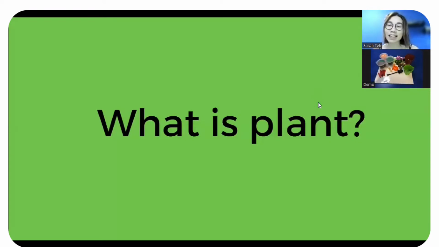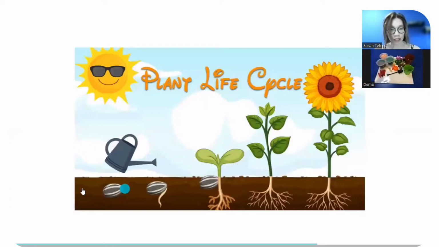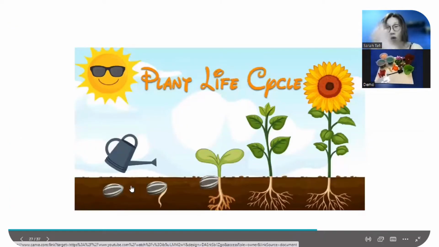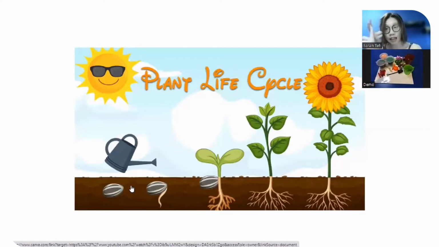So basically, what is a plant? Plant is also a living thing. Yes, it's a living thing because it has a life cycle and it will grow from a seed. All right, let me show you the plant life cycle. It all started off from a seed. See, this is a seed. All right, and then what do plants need? They need water, they need sunlight.